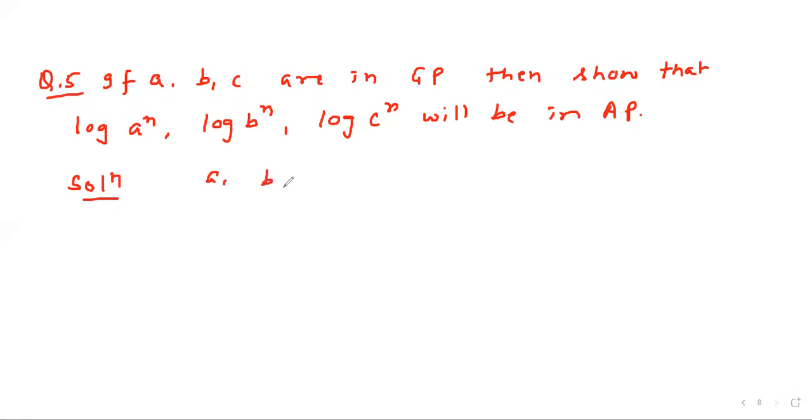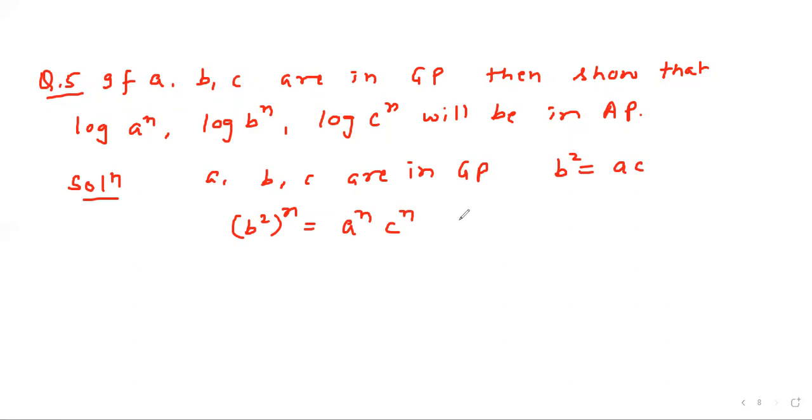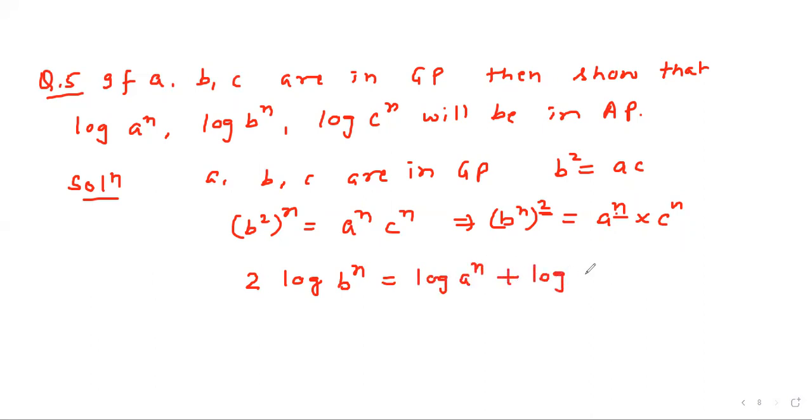A, B, C are in GP. It means B square equal to AC. So we take N power. So B to power N equal to A power N into C power N. Now we can further write it as B power 2N, or B power N whole square, equal to A power N into C power N. We take log, but we don't shift power. Just only this power is to be shifted. So it will become 2 log B power N equal to log A power N plus log C power N.